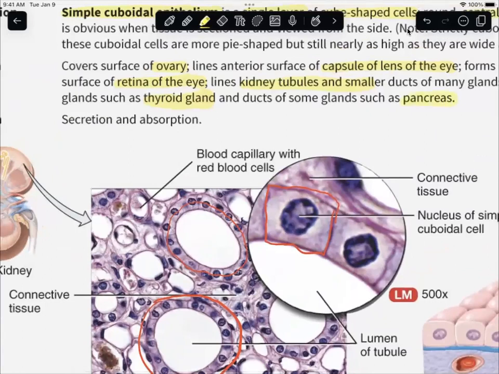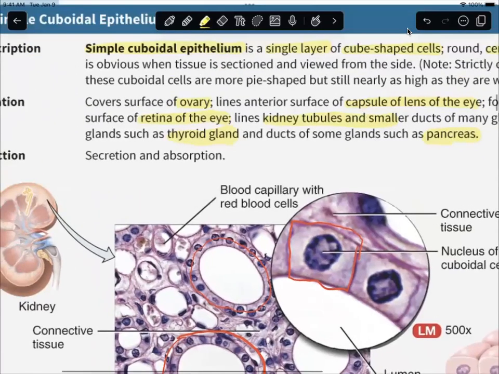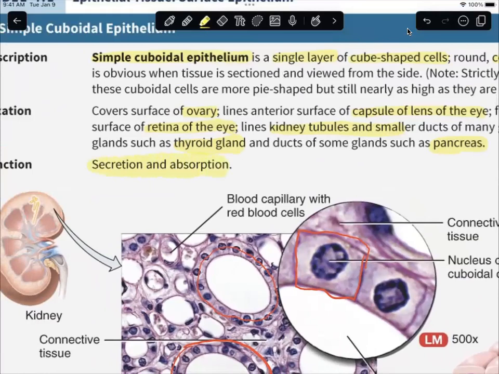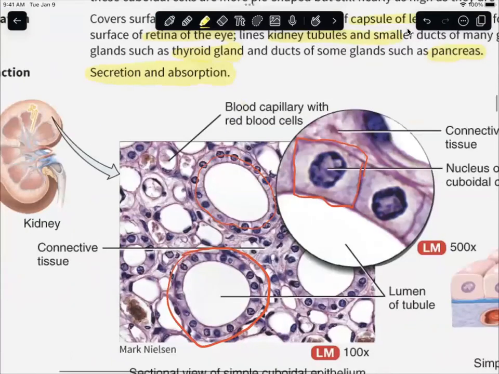In lab, we will look at some thyroid gland as well. And in the pancreas. The pancreas is a digestive organ, endocrine and exocrine. Exocrine means it makes something that goes outside of the blood supply. Endocrine goes into the blood supply. Pancreas makes insulin that maintains your blood sugar levels, but it also makes digestive juices that help you break down food. So simple cuboidal is used for secretion and absorption. So say in your kidneys, that's where this picture is from.